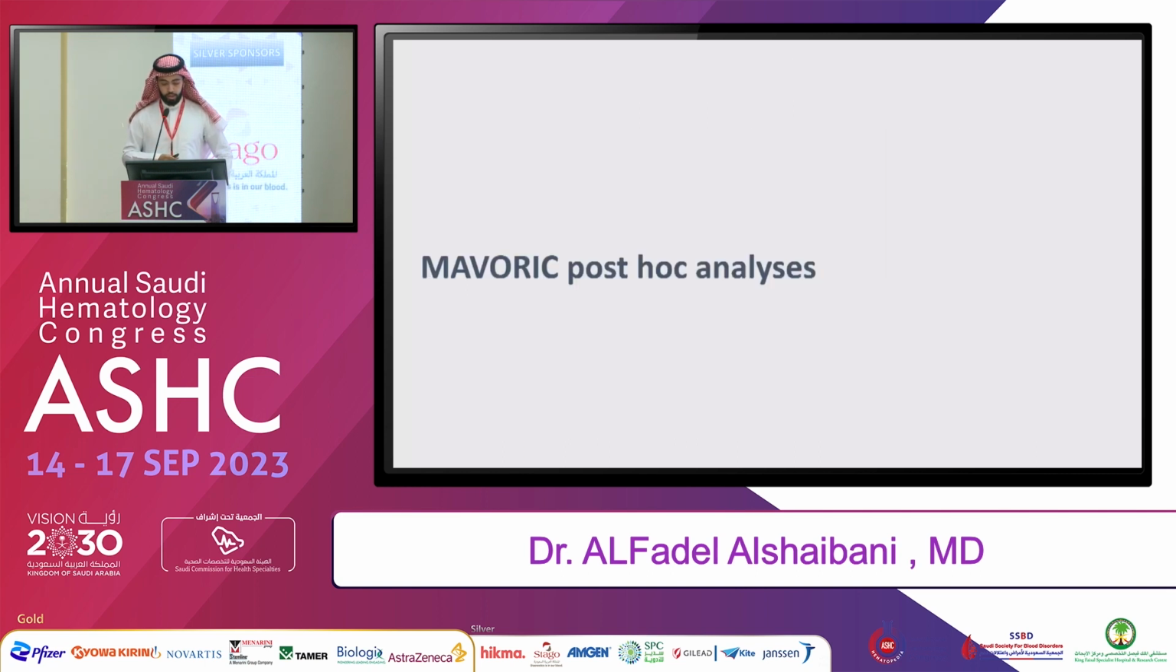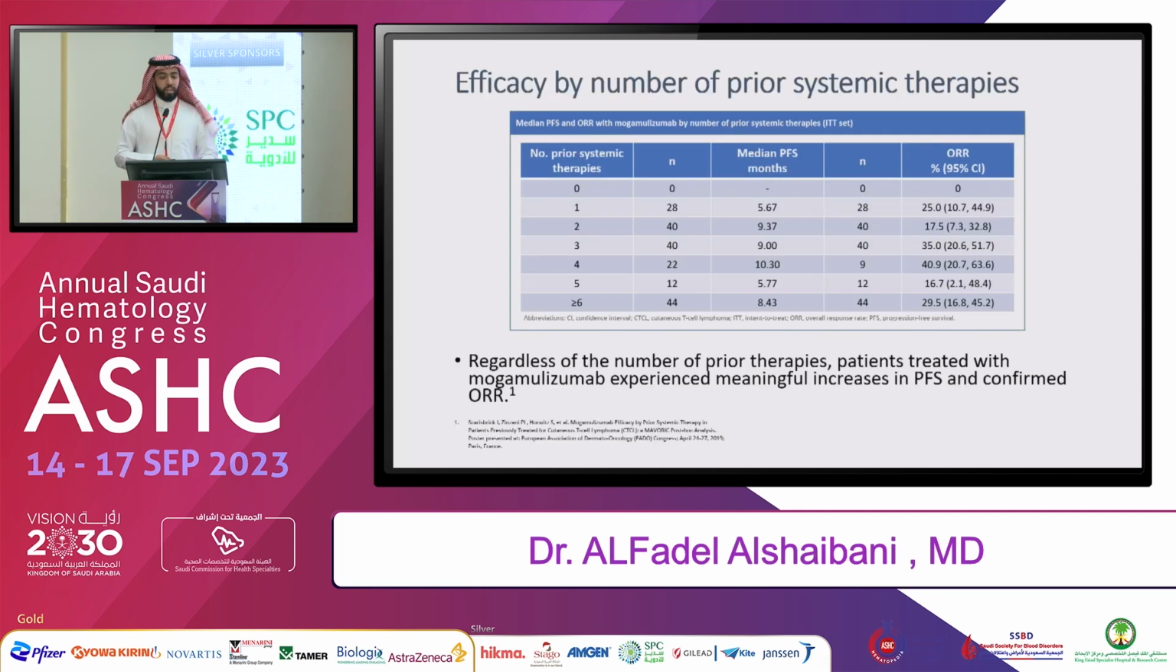Several post-hoc analyses were done on this MAVORIC trial, which looked into many different aspects of the patient population, for example, the number of prior systemic therapies. For mogamulizumab, it doesn't matter whether this is the first line of treatment or the third or fourth line. This is opposite to ECP, extracorporeal photopheresis, for which there is evidence that if we're going to use it for Sézary syndrome, it should be incorporated within the first 2 lines of therapy.